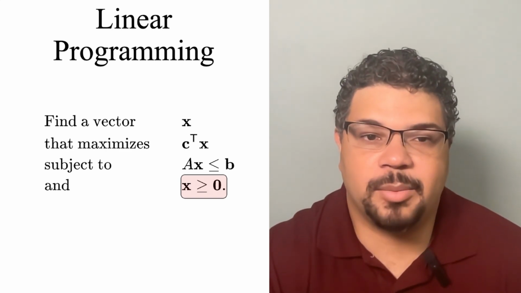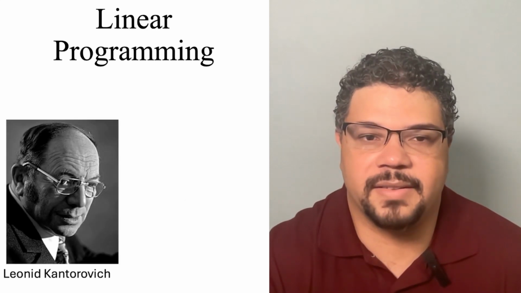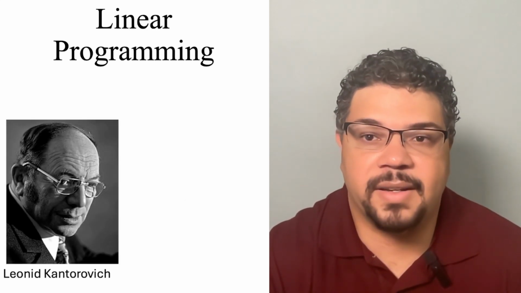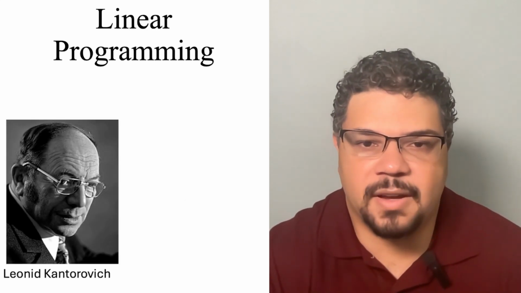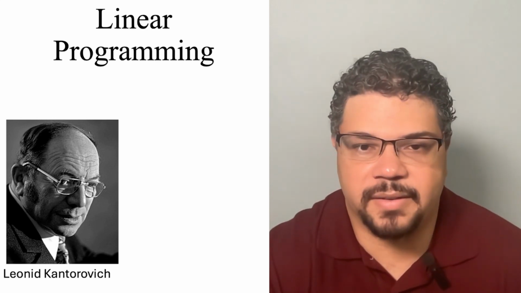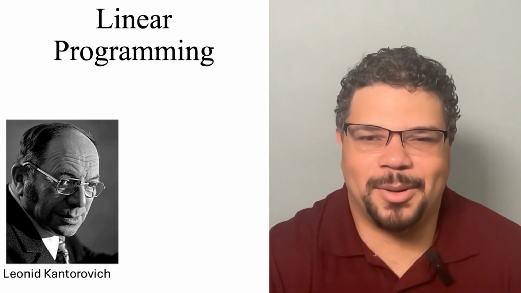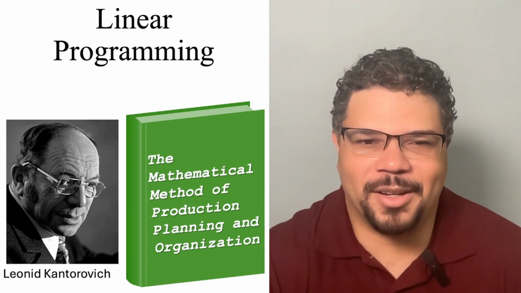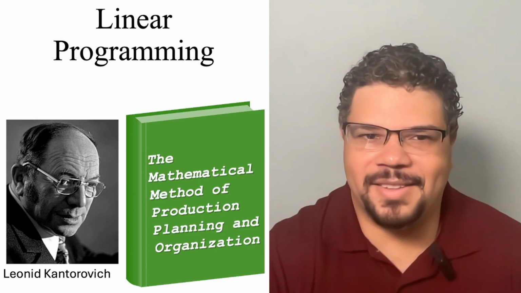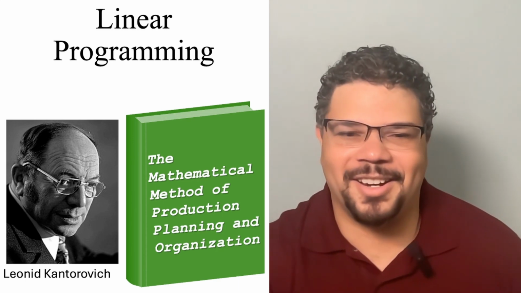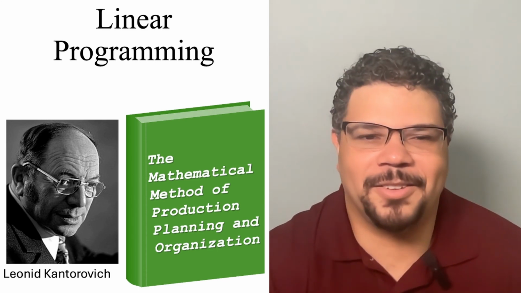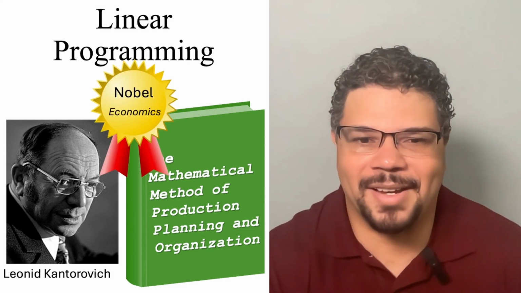Surprisingly, the idea of linear programming dates back to the late 1930s, when Soviet mathematicians like Leonid Kantorovich were working with the communist government to optimize the production of goods. His works, including the book The Mathematical Method of Production Planning and Organization, led the CIA to call him an internationally recognized genius, and eventually resulted in Kantorovich winning the Nobel Prize in economics.